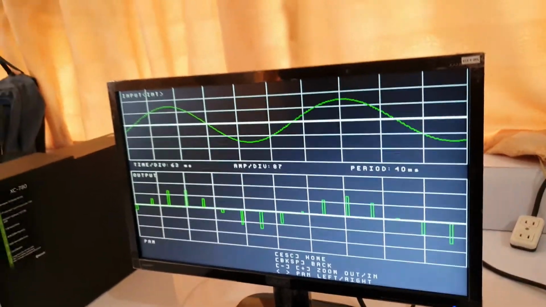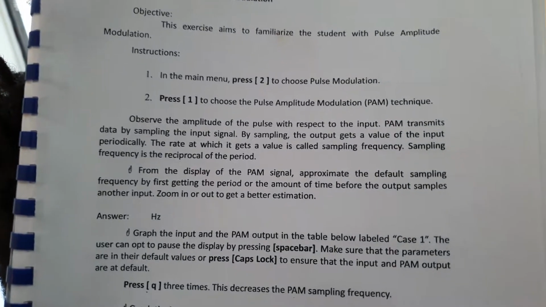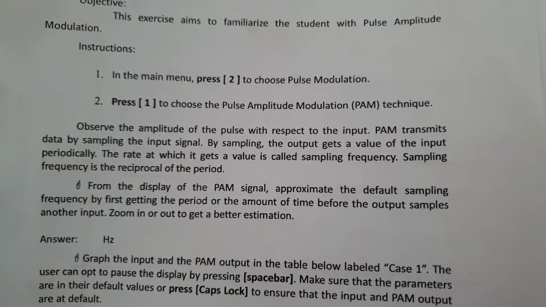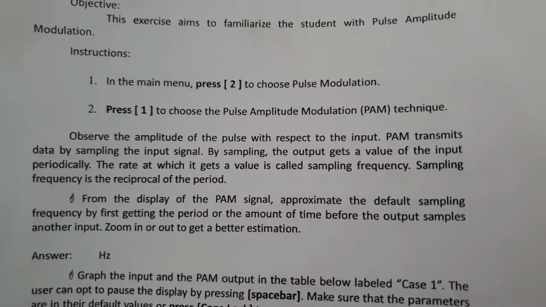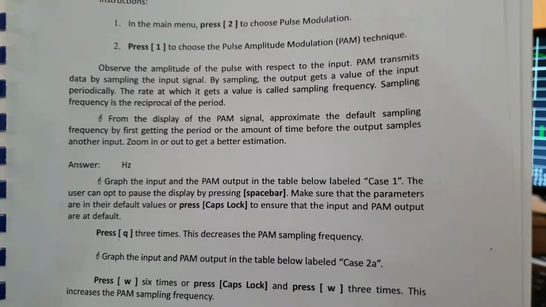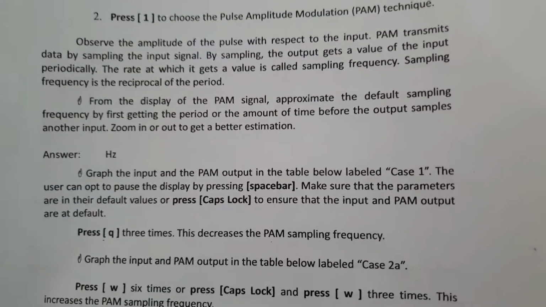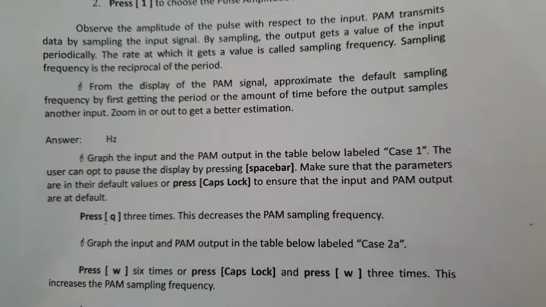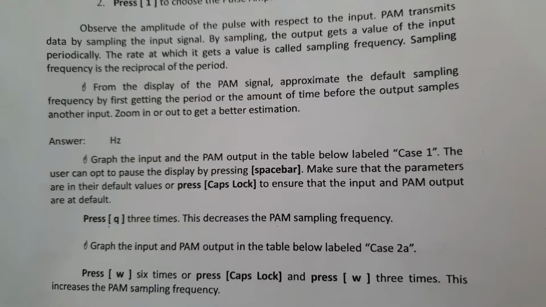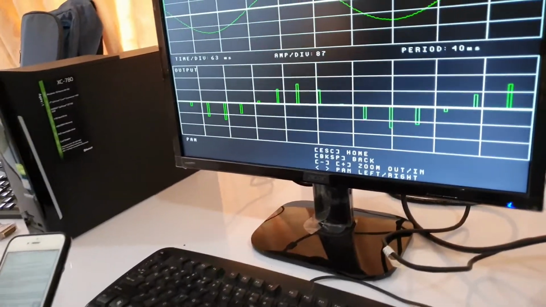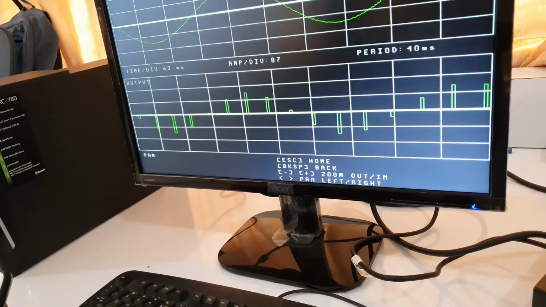From the display of the pump signal, approximate the default sampling frequency by first getting the period, the amount of time before the output samples another input. Zoom in or out to get a better estimation. Graph the input and the pump output in the table below, labeled Case 1. The user can opt to pause the display by pressing spacebar. Make sure that the parameters are in their default values or press caps lock to ensure that the input and pump output are at default.